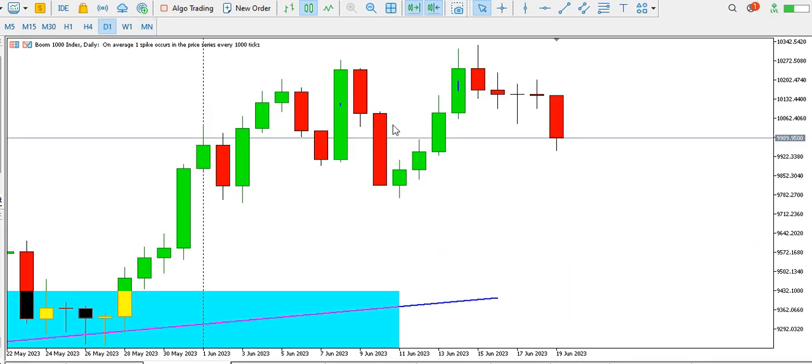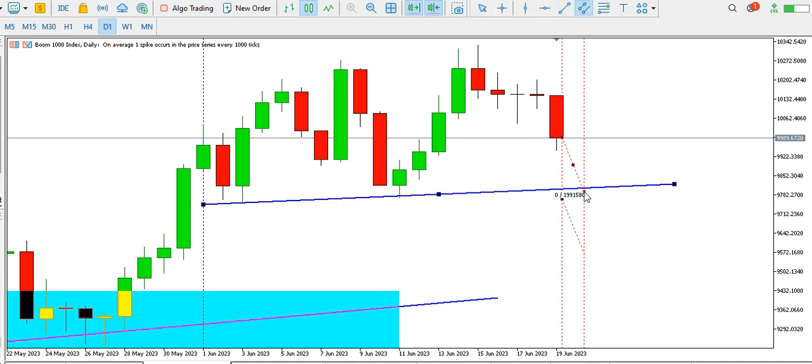On the daily time frame, we can see that the price of Boom 1000 index is showing like a triple top. This is the first top, this is the second top, this is the third top, and our neckline should be somewhere around here.